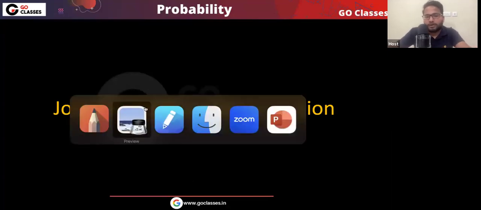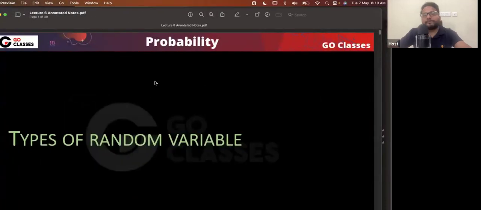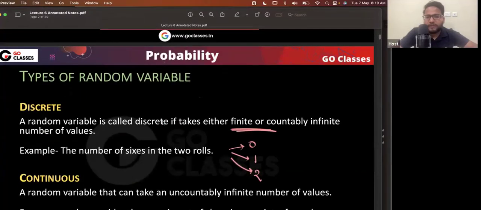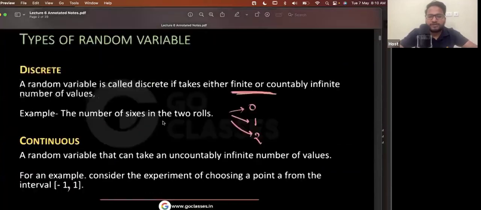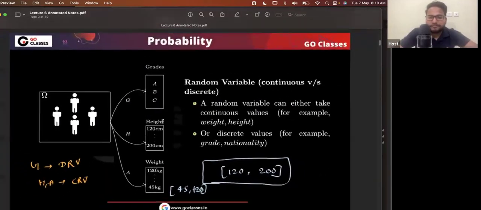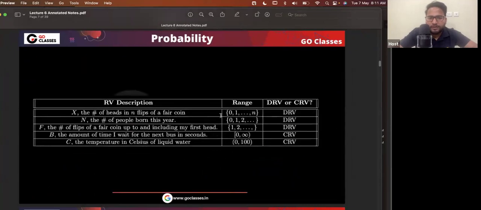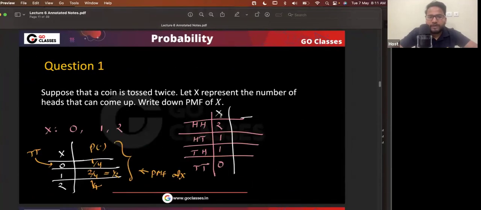Now, let's see what we have seen regarding the random variable in module 1 itself. We have seen what the types of random variables are already. So these things we have seen, and then random variables, these things we have seen. Then we have done a few questions.